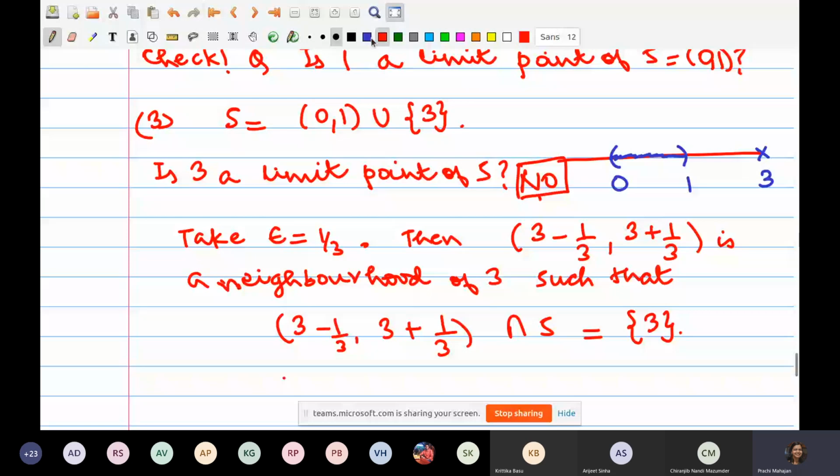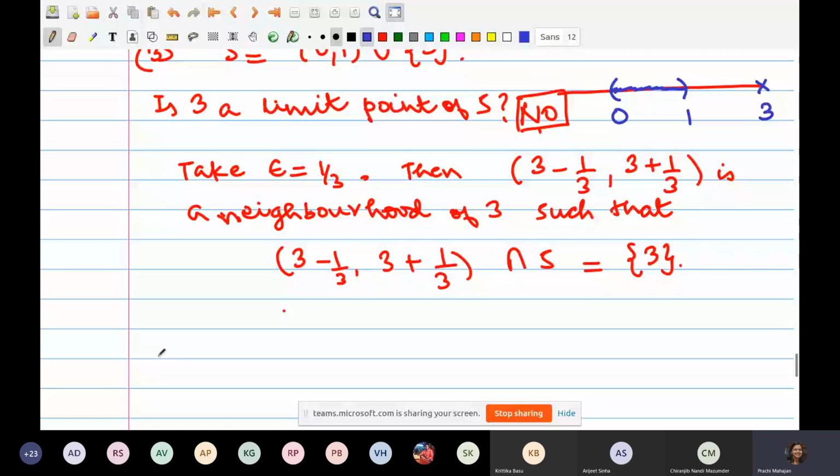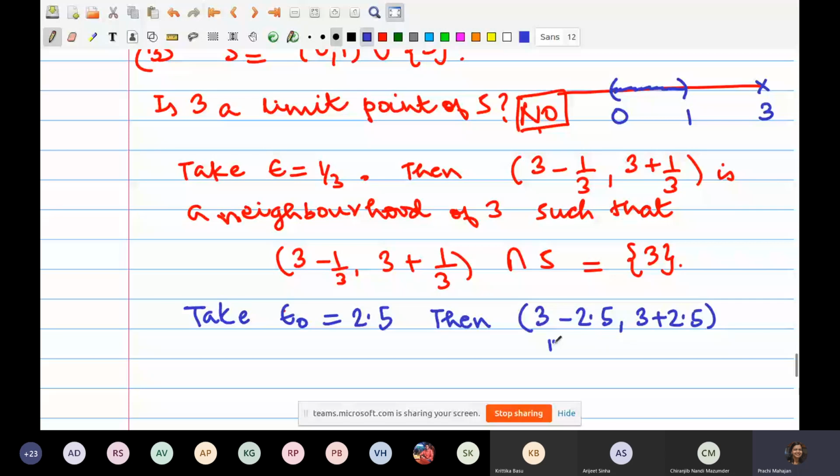So let's take something else. Let's take epsilon naught to be 2.5. This is a positive number. Then an epsilon neighborhood of 3 looks like (3 minus 2.5, 3 plus 2.5). What is this interval? This is 1/2, and what is this? 5.5. Is that correct?